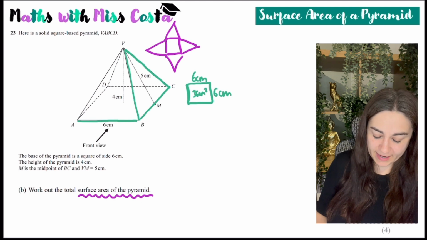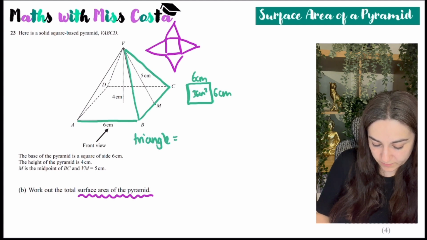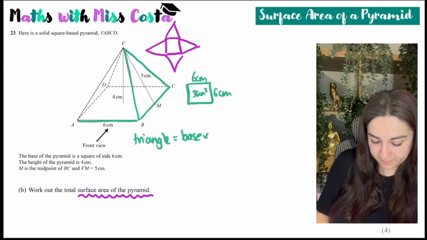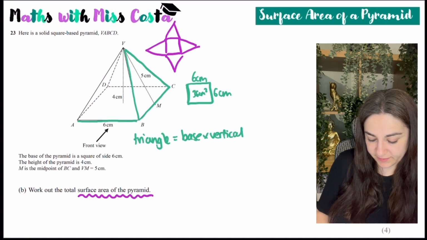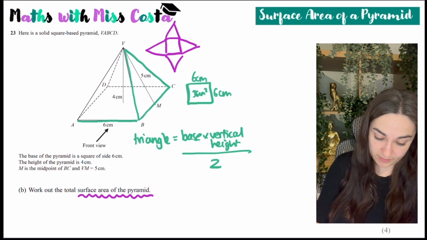The next part is I'm going to have to work out the area of these triangles. So how do you work out the area of a triangle? Well, you work out the vertical height. So area of a triangle is base times by vertical height, or perpendicular height, you might call it, divided by 2. And it's very important we think very carefully about what height we're talking about.